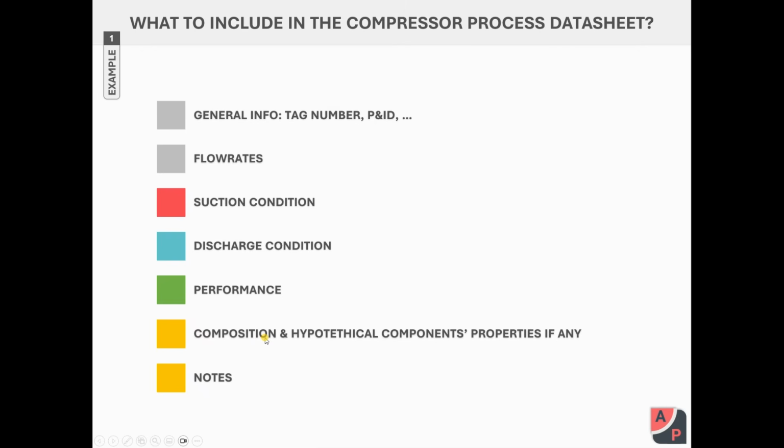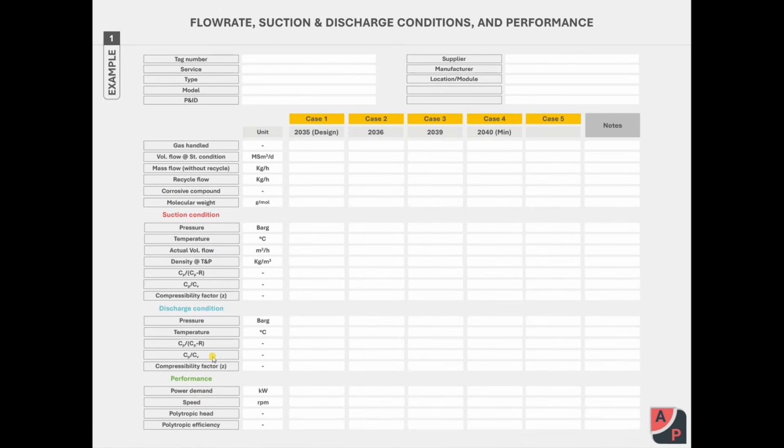On another page, we typically include composition and also hypothetical component properties if we have any hypothetical component in the composition. And finally, we have the notes at the bottom of the compressor datasheet or any other datasheet. So the notes can be project specific or any other limits or criteria. The vendor should be aware of it to provide you with the optimal compressor design, so we need to mention it there.